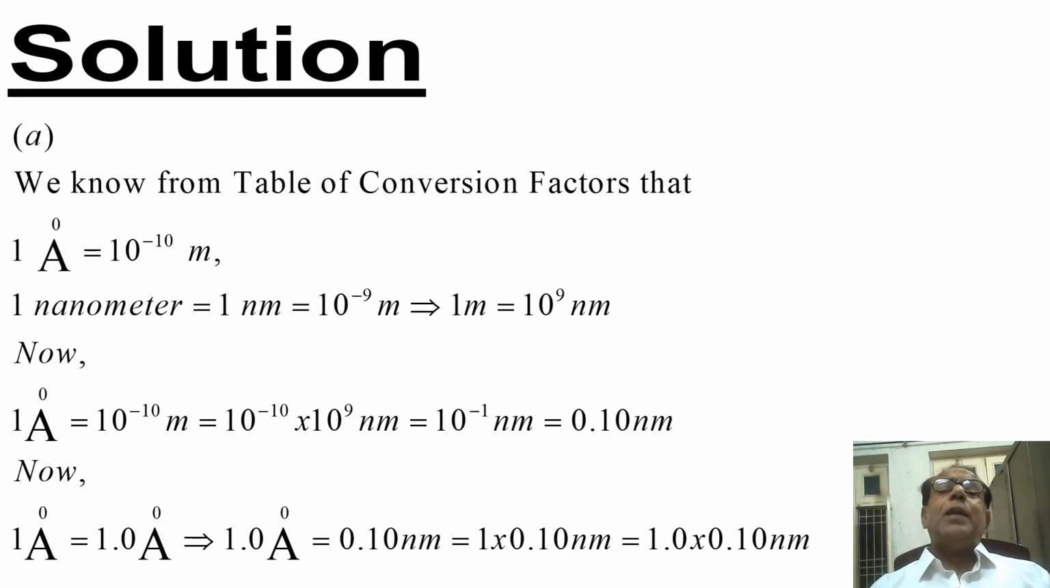Now 1 angstrom equals 1.0 angstrom. This implies that 1.0 angstrom is equal to 0.10 nanometer, which is alternatively equal to 1 into 0.10 nanometer, which is equal to 1.0 into 0.10 nanometer. These minor repetitions have been made just to follow the question pattern, in which 1.0 is given everywhere instead of 1.